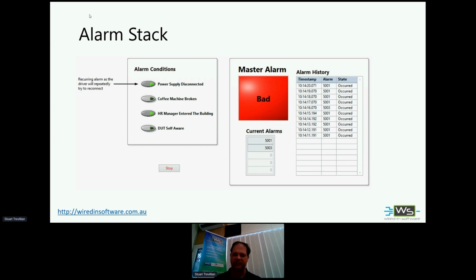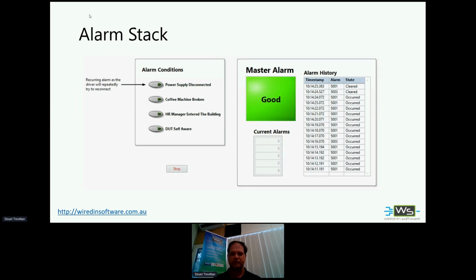But because we're using sets, every time we receive the alarm, the alarm stack isn't getting any bigger because the alarm already exists. So I've set 2 alarm conditions here where the top one is recurring, but the current alarm list shows the 2 alarm codes and nothing more. In the code, we're checking the size of the set every loop, and if it's not empty, then we're setting the master alarm.